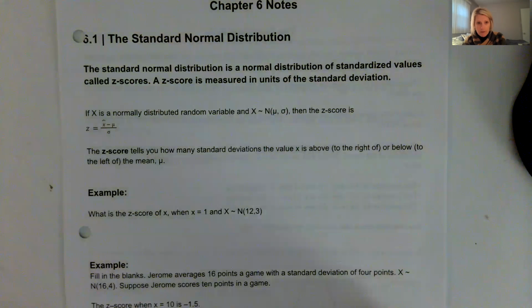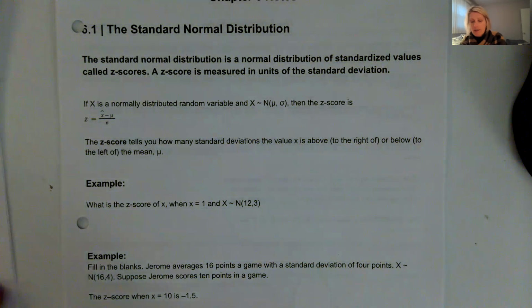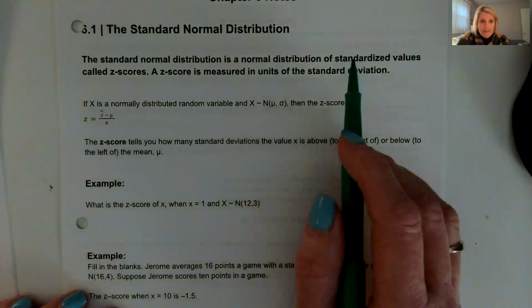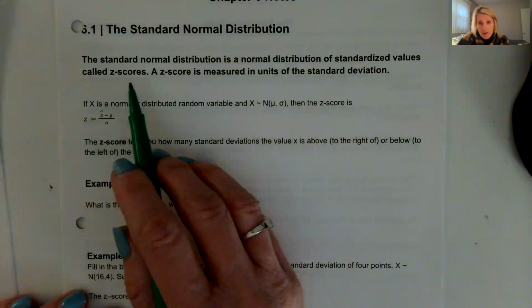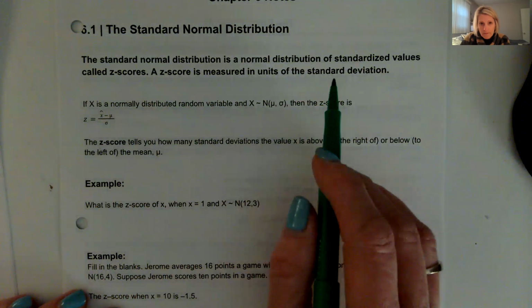So if you have your chapter 6 notes out and open, the first thing we're going to talk about actually extends from what we did at the end of chapter 2 with the empirical rule. It says the standard normal distribution is a normal distribution of standardized values called Z-scores. A Z-score is measured in units of the standard deviation.